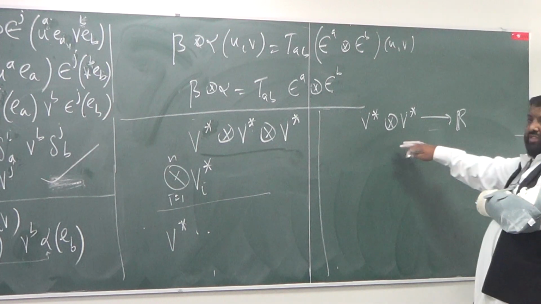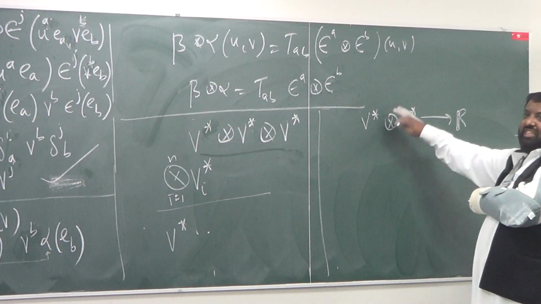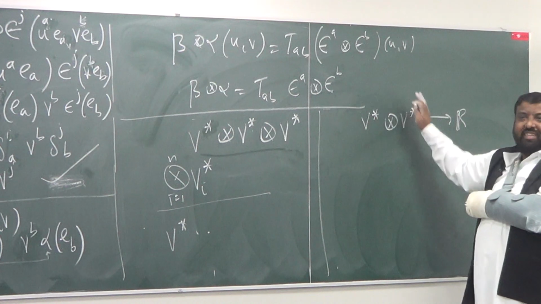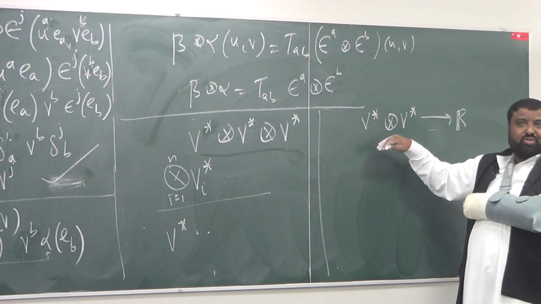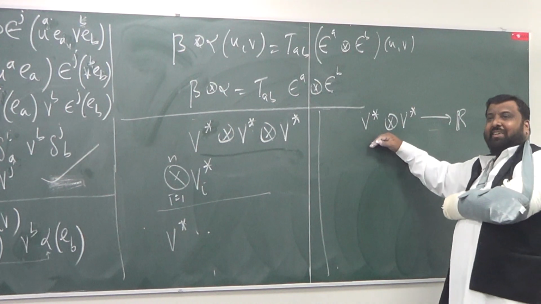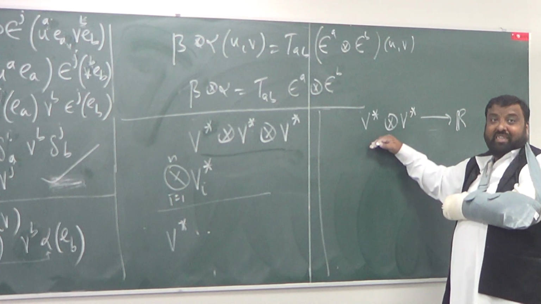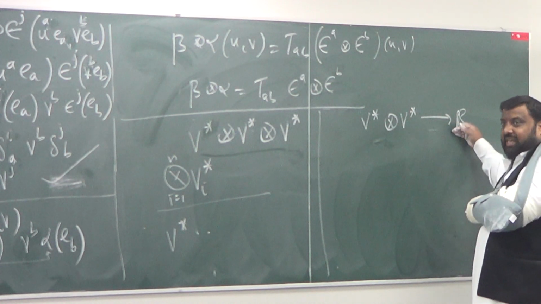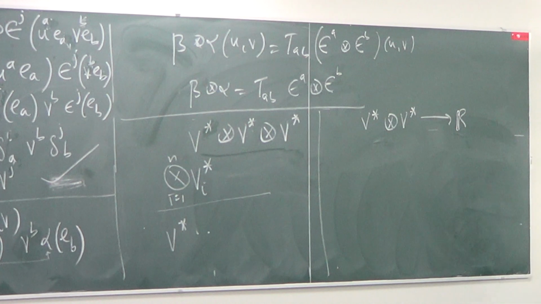And as a result of this, let's consider such kind of maps, which swallow two co-vectors and give you a real number. Okay. Sir, it's from which?